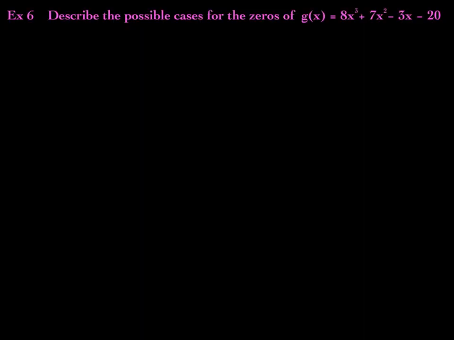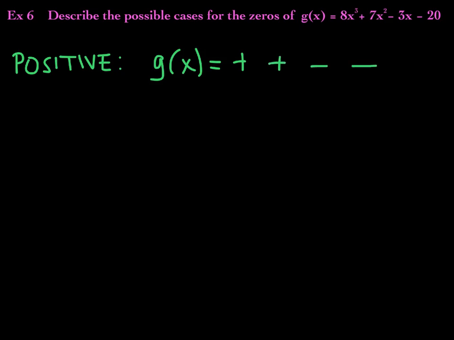All right, let's jump to example 6. Describe the possible cases for the zeros of this function. Okay, let me walk you through what they mean by this. Using Descartes' Rule of Signs, let's determine the number of possible positive real zeros. The way we'll do this is by counting the sign changes. I see positive, positive, negative, negative, right? So when I count the sign changes, I only count one sign change. So there will only be one positive real zero.